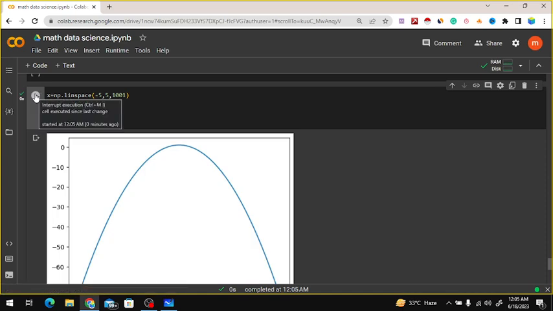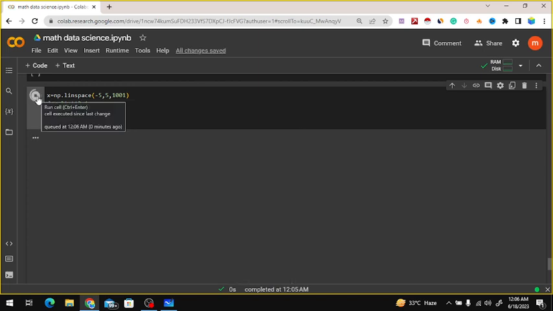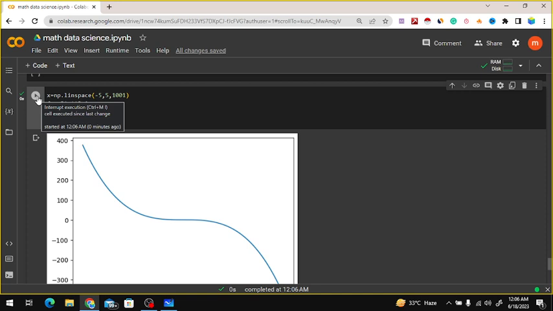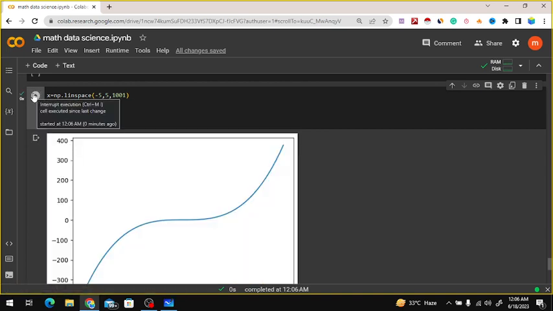Similarly, if I want to write a cubic equation, I can put a power of 3 here, and then we can see your cubic equation is going downward, below the 0. And now if I remove the negative sign, then you can see your cubic equation is moving upward.